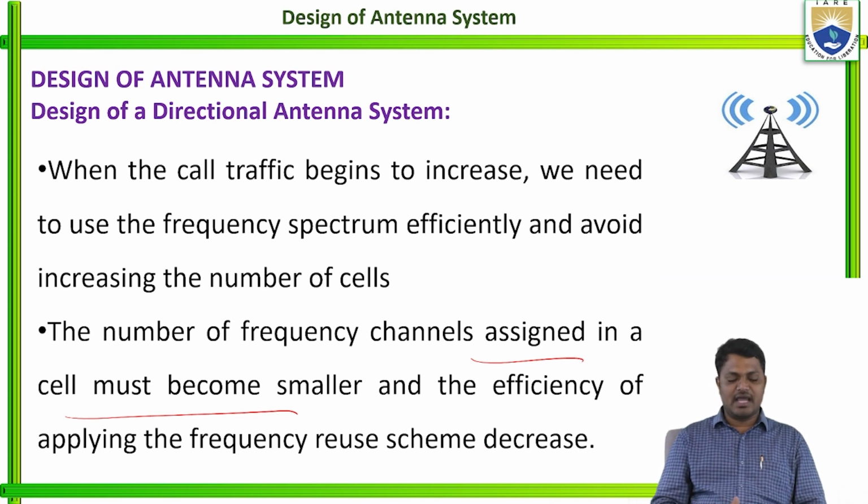The number of frequency channels assigned in a cell must become smaller, and the efficiency of applying the frequency reuse schemes decreases. I am repeating this topic once again on this slide. When the call traffic begins to increase, it means the number of customers is increasing. So we need to increase the frequency spectrum efficiency. We have to increase the number of cells to avoid call drops. At the same time, the number of frequency channels assigned in the cell must become smaller. When the customers or mobile units are increasing, automatically the efficiency will decrease. So the frequency reuse efficiency automatically decreases. This is the defect here.